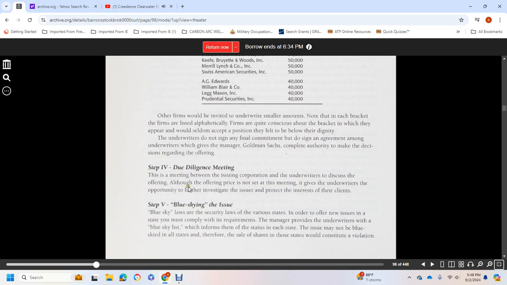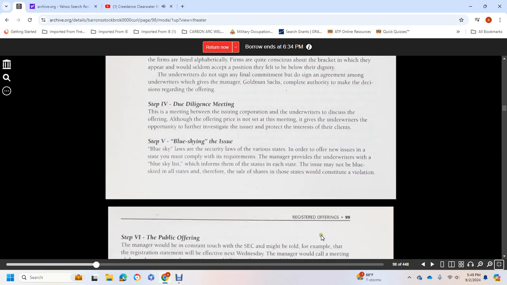Step 5, blue skying the issue. Blue sky laws are state securities laws. In order to offer a new issue in various states, the issue must comply with each state's requirements. The manager provides the underwriters with the blue sky list, which shows the status of the issue within each state. The issue may not be blue skied in all states, so selling shares in those states would constitute violations.